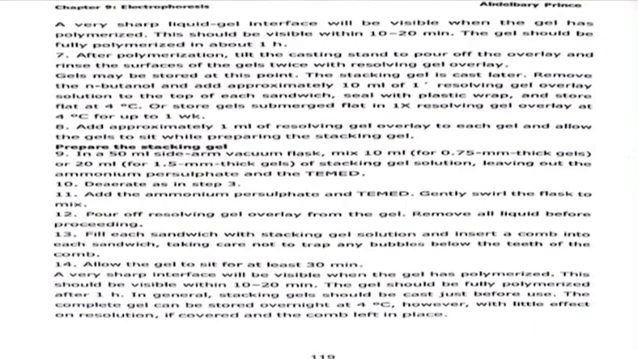9. In a 50 milliliter side arm vacuum flask, mix 10 milliliter for 0.75 millimeter thick gel or 20 milliliter for 1.5 millimeter thick gel of a stacking gel solution, leaving out the ammonium persulfate and the TEMED. 10. Deaerate as in step 3. 11. Add the ammonium persulfate and the TEMED. Gently swirl the flask to mix. 12. Pour off resolving gel overlay from the gel. Remove all liquid before proceeding. 13. Fill each sandwich with stacking gel solution and insert a comb into each sandwich, taking care not to trap any bubbles below the teeth of the comb.